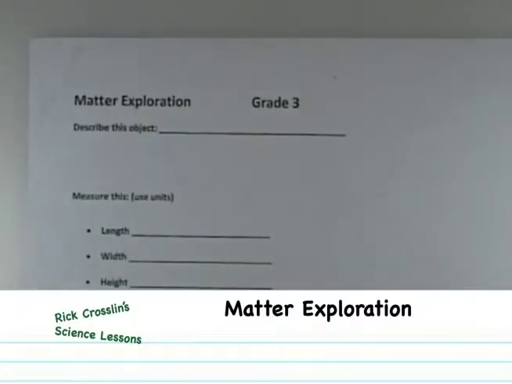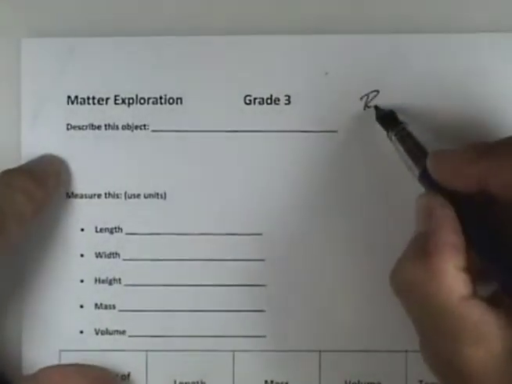So let's start by taking a look at your worksheet. Your worksheet looks like this: matter exploration, okay? On this worksheet, go ahead and put your name on it. I'll put mine right over here, and the date.